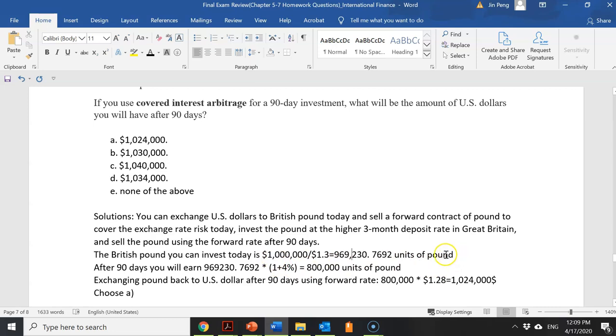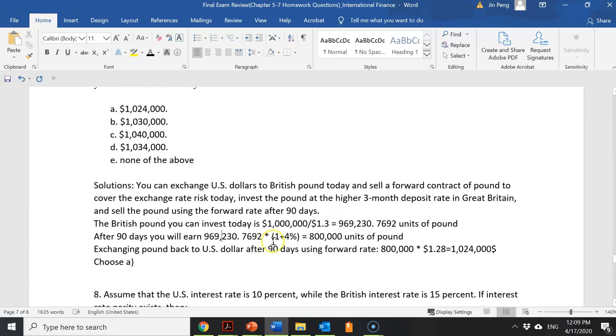And you can invest this money in Great Britain so that after 90 days you will earn this amount of money multiplied by the interest rate in Great Britain, 1 plus 4%. Okay, so you would have 800,000 units of pounds after 90 days.